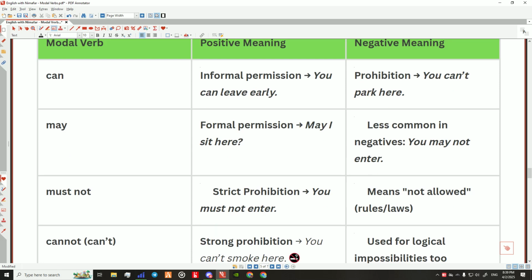So, back to our topic. May, formal permission, you know that. May I do this, may I do that, may I go out, which is very common. May I sit here? Less common in negatives: you may not do that. This is something about British English, first of all, and it's not that common, but of course you can use that. You may not do that means you don't have the permission to do that.